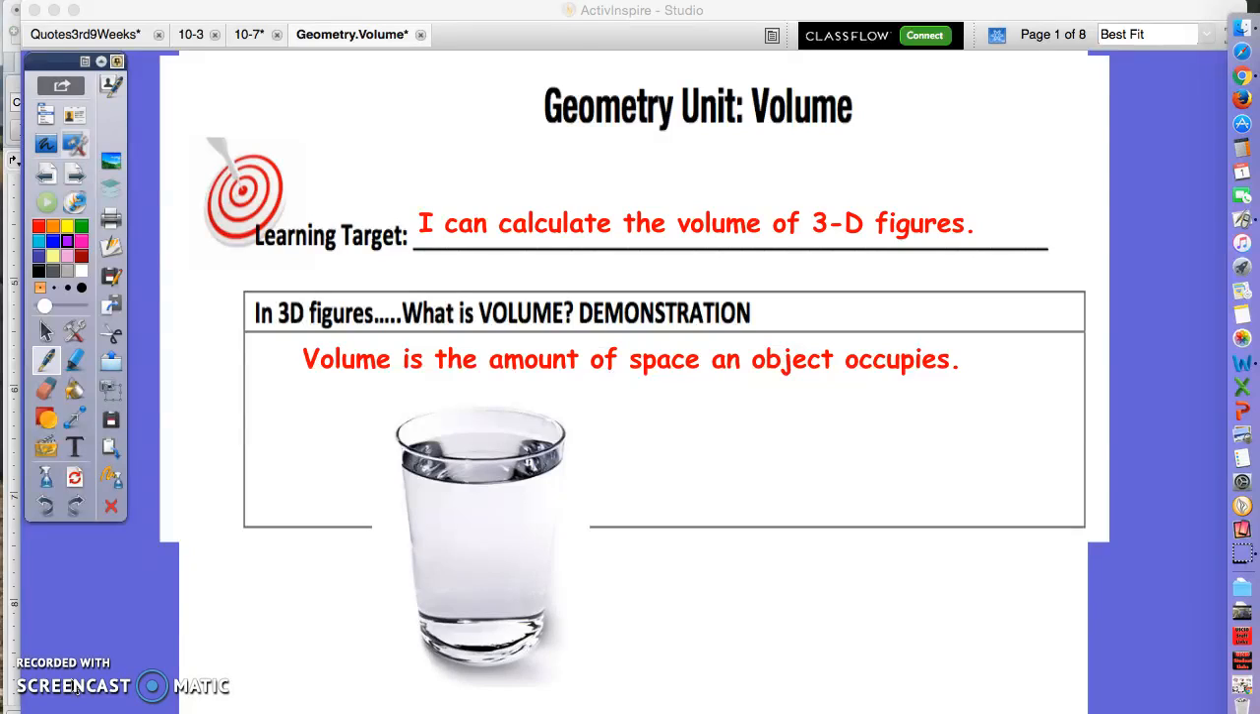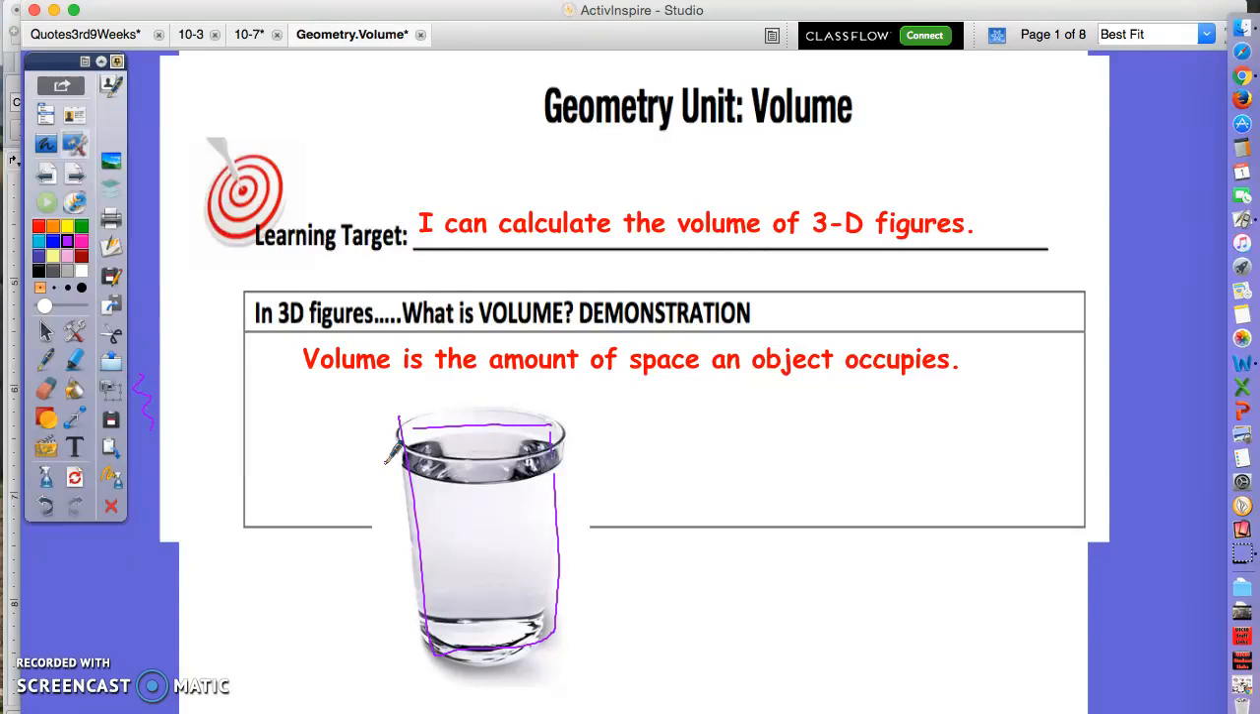In this video, we will be working on finding the volume of 3D figures and also applying that knowledge in creative ways, different questions that are really going to help you prepare for standardized testing. So what is volume? Volume is the amount of space that an object occupies. If you think about the volume of this cup, I'm thinking about how much water this cup holds, right? So if I fill the cup with water, that is demonstrating volume.